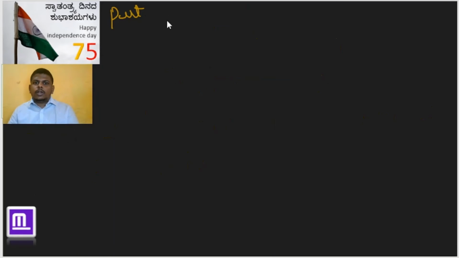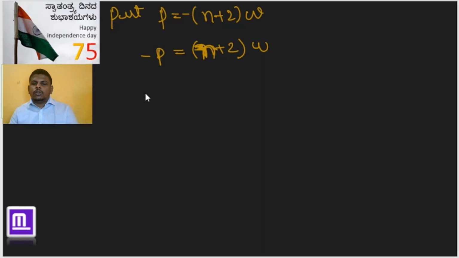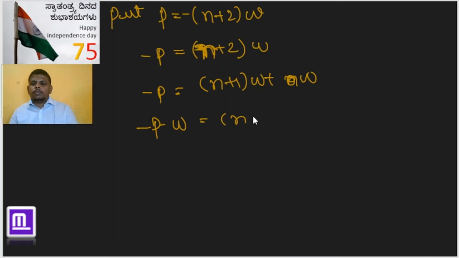Now put p is equal to minus of (n plus 2) into w. Now minus p is equal to (n plus 2) into w. Then minus p is equal to (n plus 1) into w plus w. So now we are left with minus p minus w is equal to (n plus 1) into w.